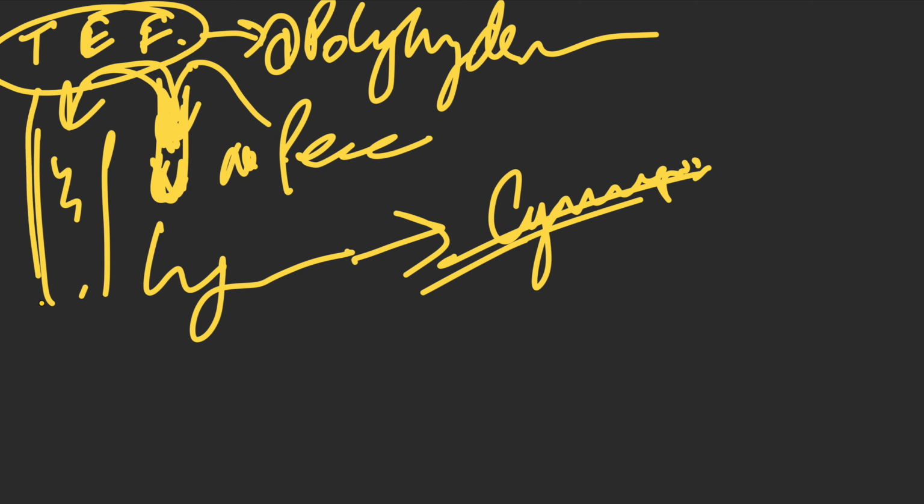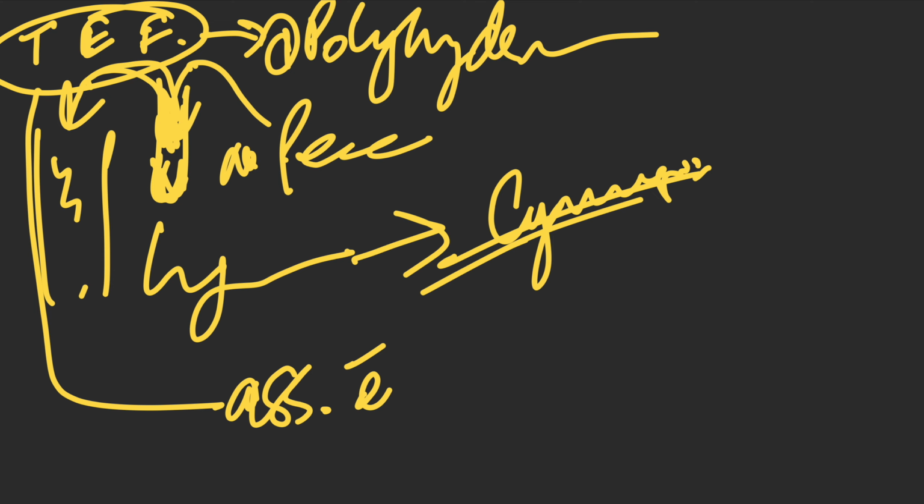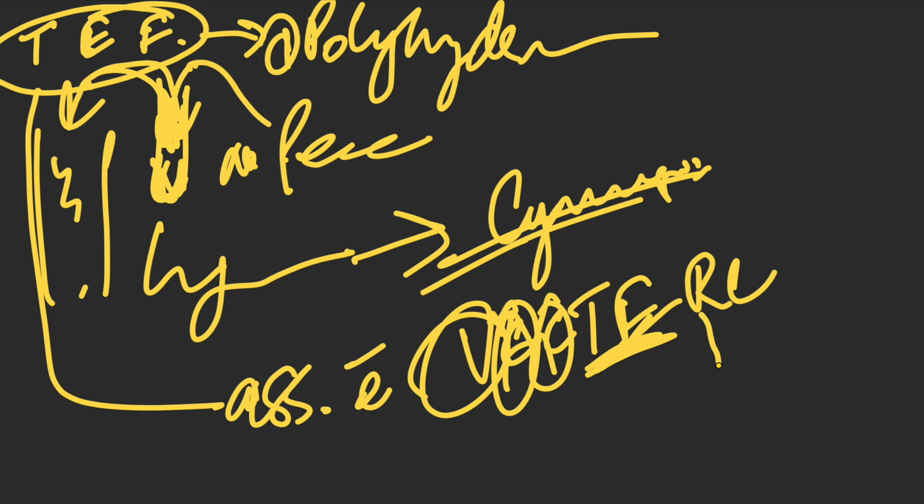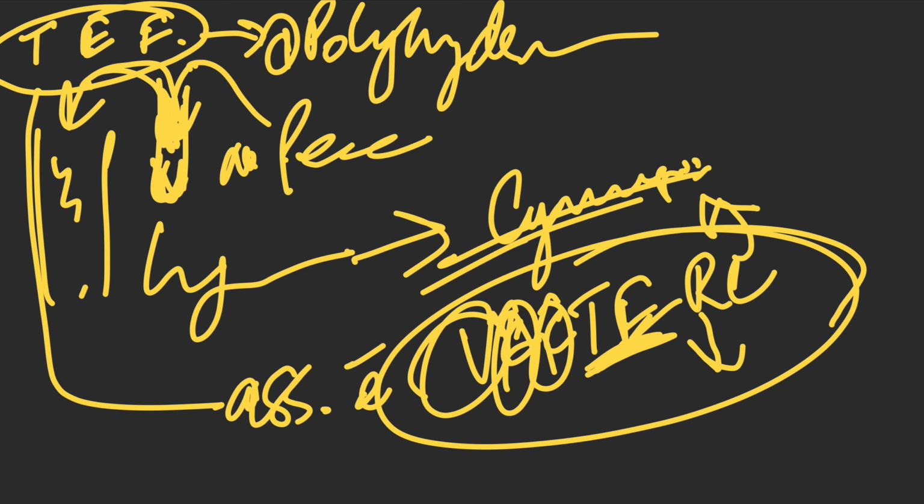But the most important thing here is that when you see tracheoesophageal fistula, it is associated with VACTERL, in which you have vertebral defects, anal defects, cardiac defects, tracheoesophageal defects, renal defects, and limb defects. So VACTERL with tracheoesophageal.